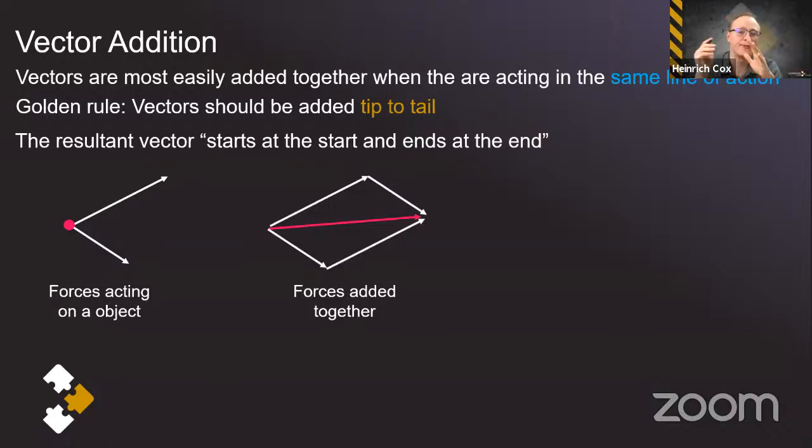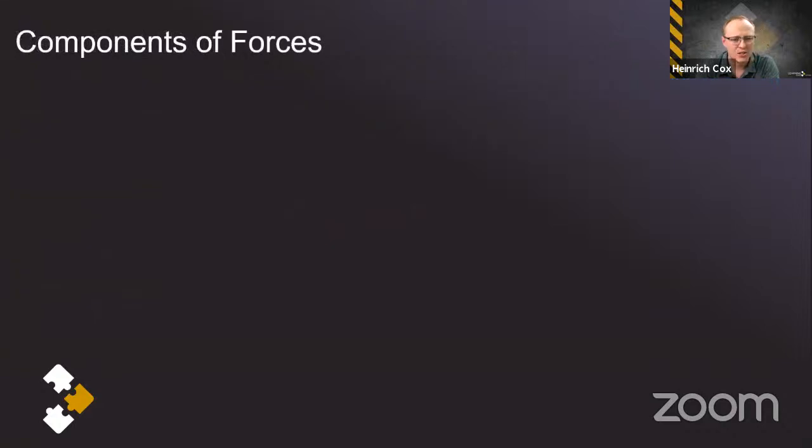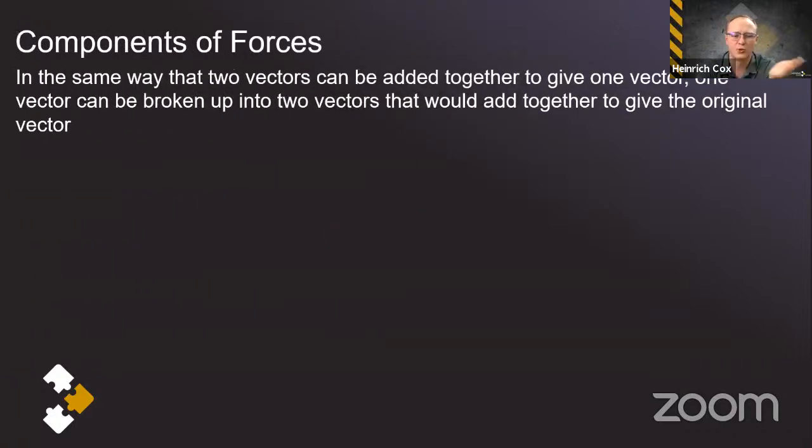So if we want to show forces acting on an object, we put the tails on the object, here represented by a dot, and often represented by a dot in free body diagrams. But if we want to add forces together, we have to draw them tip to tail. Okay, so let's talk about components of forces.